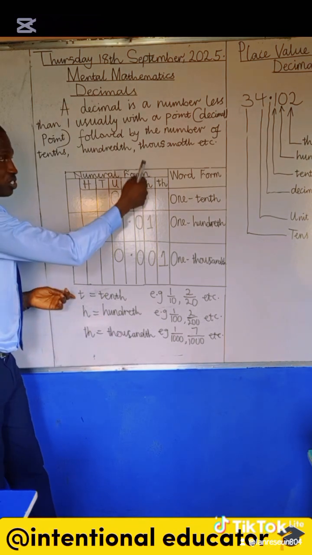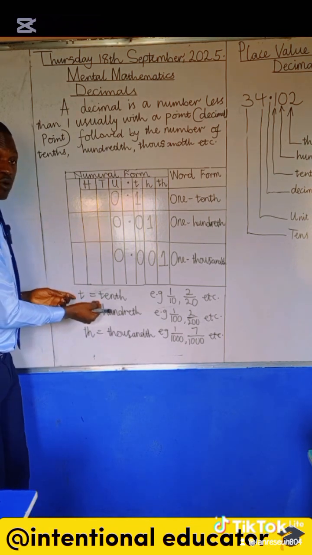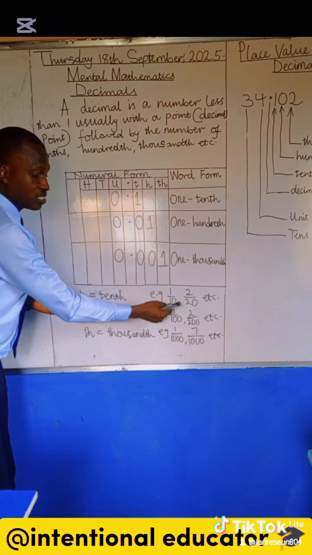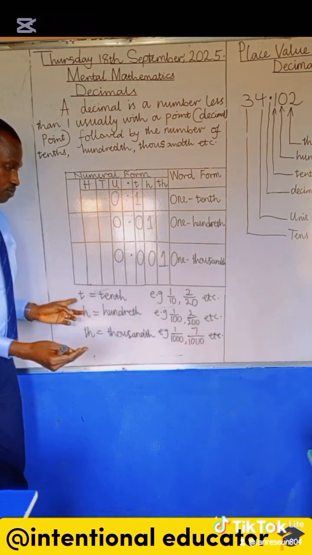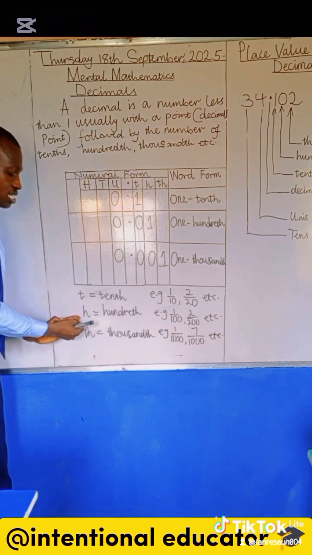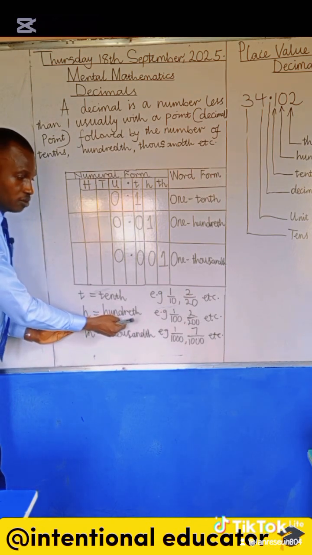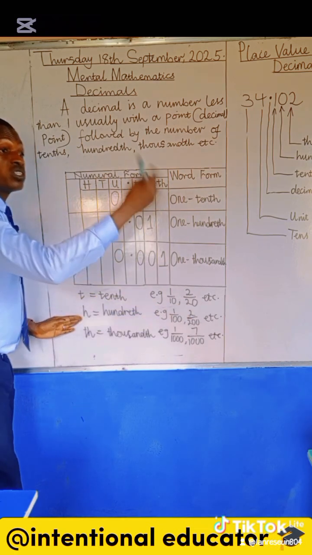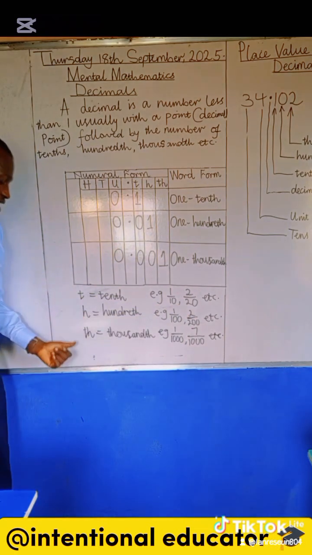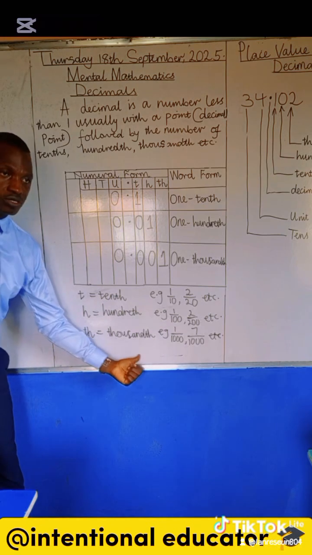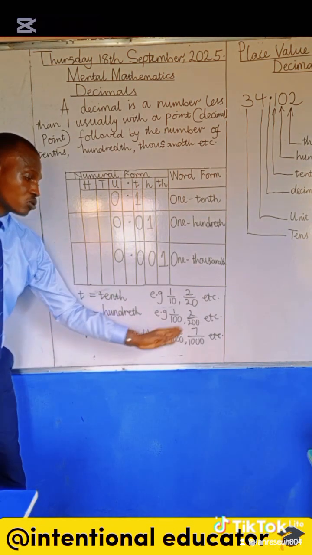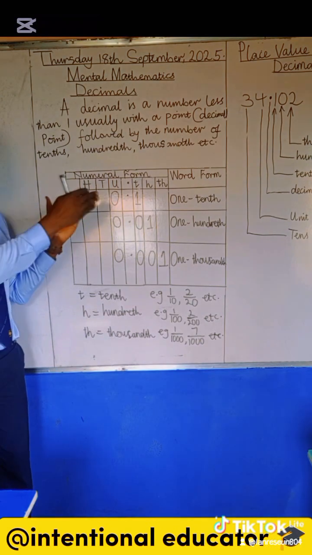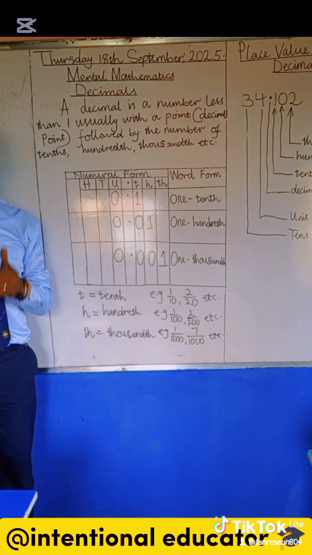The T here stands for what? Tenth. Examples here we have 1/10, that is 1 over 10. Then we have 2 over 20, and so on and so forth. Then we have H, which stands for what? Hundredth. For example, you have 1 over 100, you have 2 over 200, you have 3 over 300, and so on and so forth. Then the TH stands for what? Thousandth. Examples, we have 1 over 1000, 7 over 1000, and so on and so forth. The positioning of these numbers will really help you to understand your decimals.